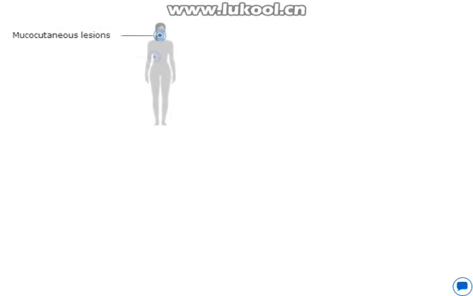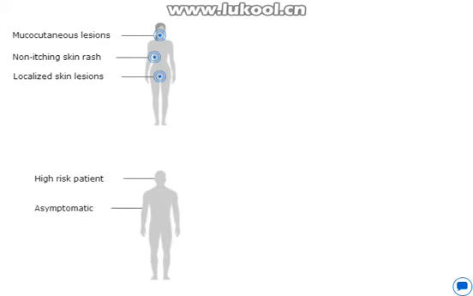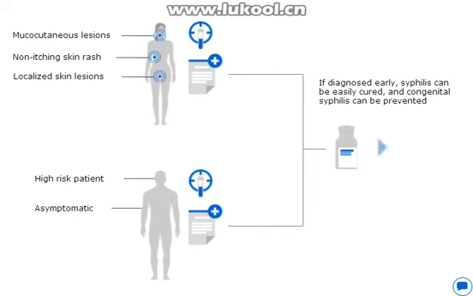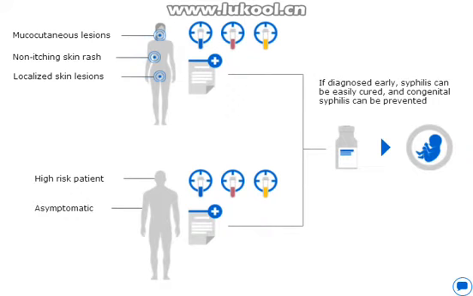Syphilis testing should be performed on all patients with typical signs or symptoms of the infection, as well as high-risk patients who are asymptomatic. Serological testing is generally used to make a diagnosis of syphilis. If diagnosed early, syphilis can be easily cured, and congenital syphilis can be prevented. In addition, if a patient is diagnosed with syphilis, they should be offered HIV testing, as well as screening for other sexually transmitted diseases.